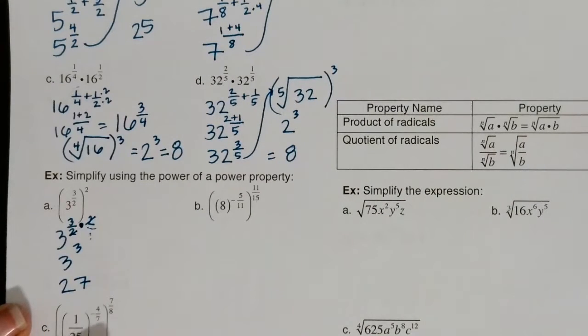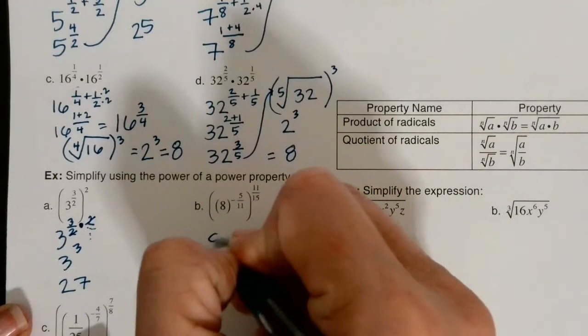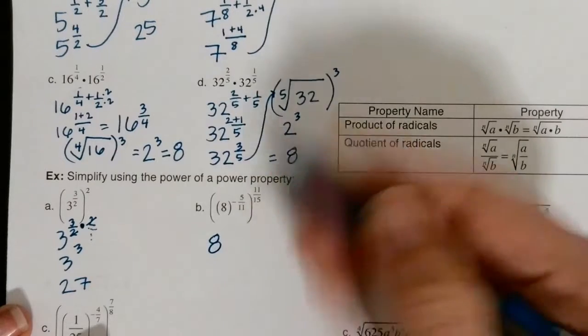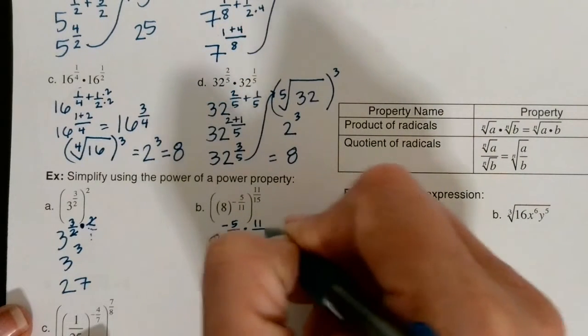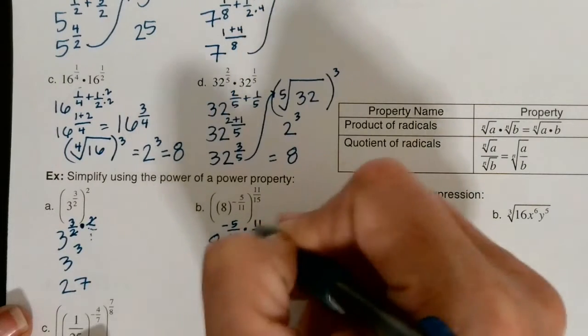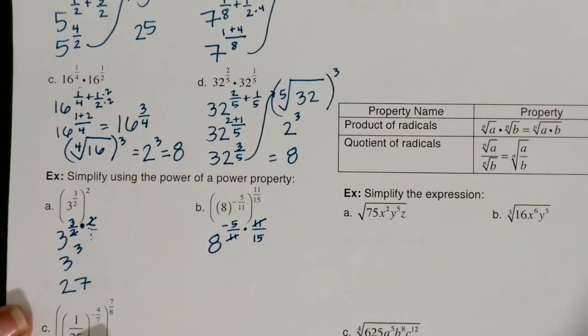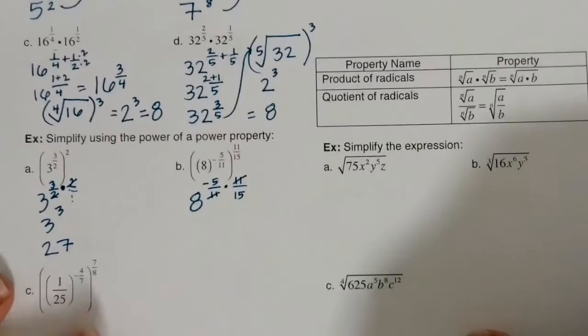Okay, next one. Oh my goodness, I love it. So we're going to multiply, so my base is 8. There's a whole bunch of parentheses here. So I take that and I multiply. Now the 11s cancel because they have common factors.